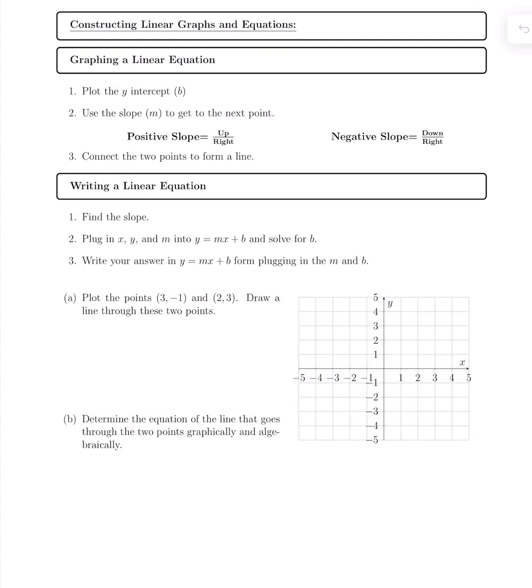Let's look at constructing linear equations. So we are going to find our own linear equations. We'll write them as y equals mx plus b. Remember, m is the slope, and b is the initial or y-intercept.